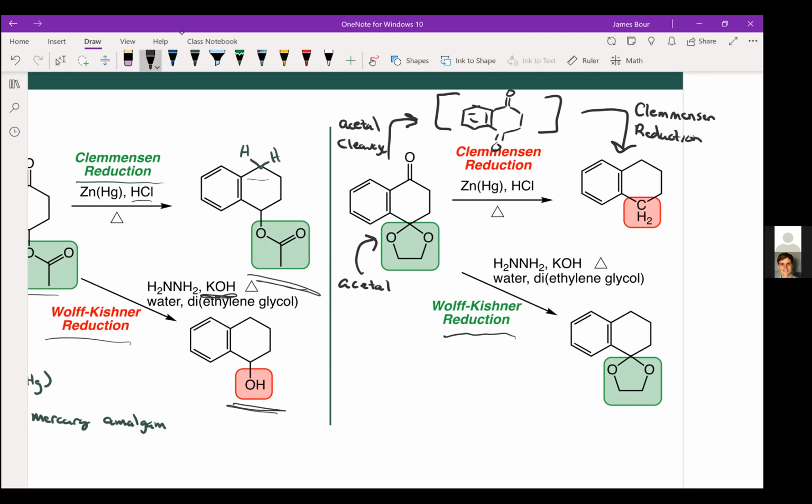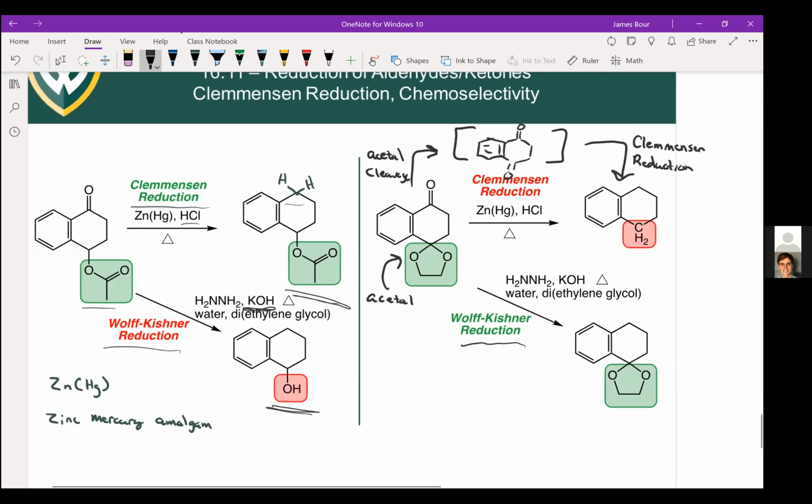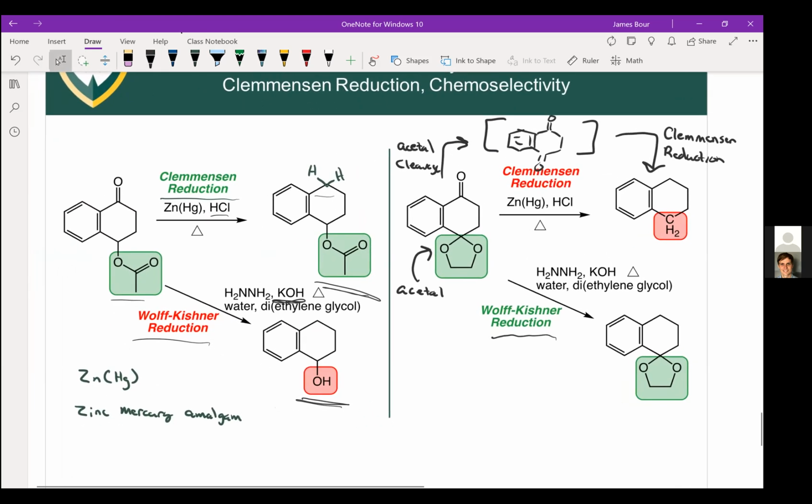So this example is used just to highlight that when we think about synthesis, we want to make sure that the reactions we're doing are compatible with other functional groups of the material. And the correct choice of what reaction to use will depend on what else is on the molecule. For the Clemmensen reduction, we want acid-stable groups. For the Wolff-Kishner reduction, because it's under highly basic conditions, we want groups that are stable to bases, like acetals.